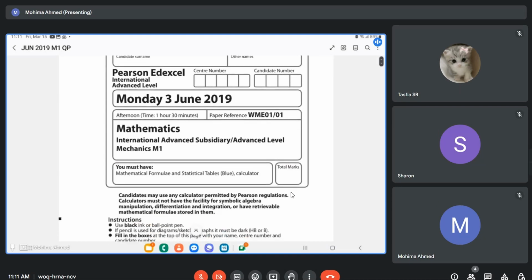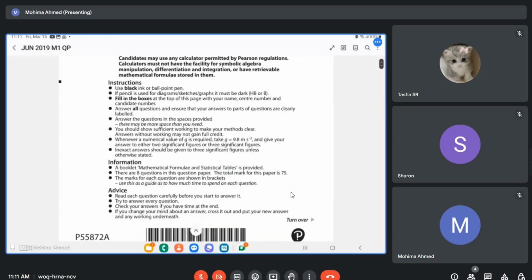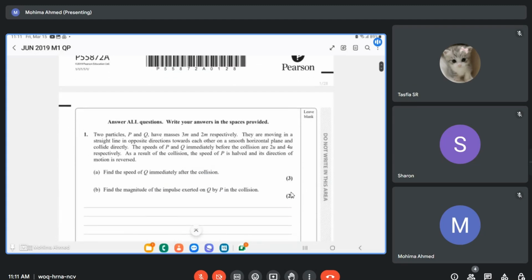So let's start. This is June 2019, M1. In usual cases, M1 has seven to eight questions. Sometimes if the paper is extremely easy, they might give you six questions. But most of the time, I've seen that they give you seven to eight questions. The most common number is seven, I would say. So let's first categorize the questions by which chapter they are from. For example, this one is from momentum.